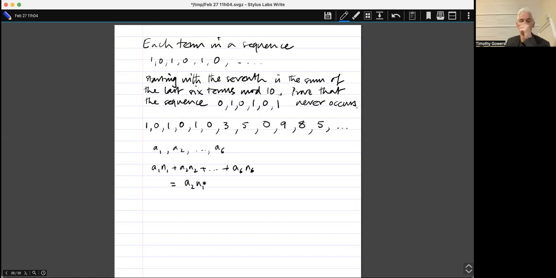A2N1 plus... I'm now going to replace this sequence by A2 up to A6 and A1 plus up to A6. So the next term is the sum of the previous ones. And all this is mod 10. Everything I'm writing down should be interpreted mod 10, so these Ni's are mod 10. So that should equal A2N1 plus A3N2 plus up to A6N5 plus (A1 all the way up to A6)N6.